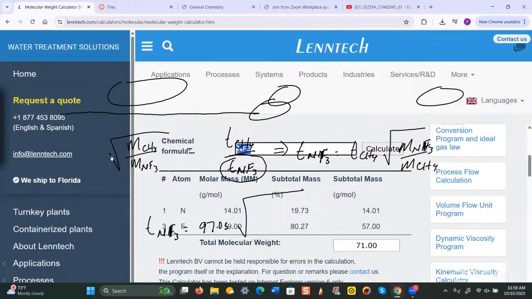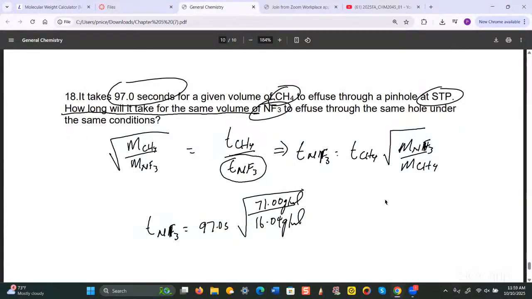And what does that give? That gives 71.00 grams per mole. And then for methane, I can calculate that: 12.01 plus 4 times 1.008, 16.04 grams per mole. Okay, so let me go back to this. This is what we need to work out.